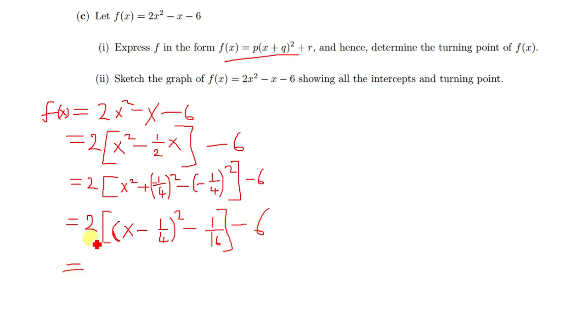So you now multiply 2 times x minus 1 over 4 squared, and then 2 times negative 1 over 16 will be negative 1 over 8, minus 6. So when you add these two, negative 1 over 8 minus 6, you get negative 49 over 8.